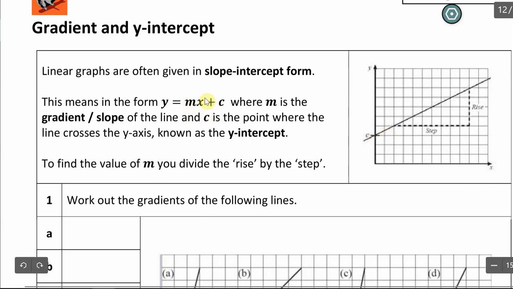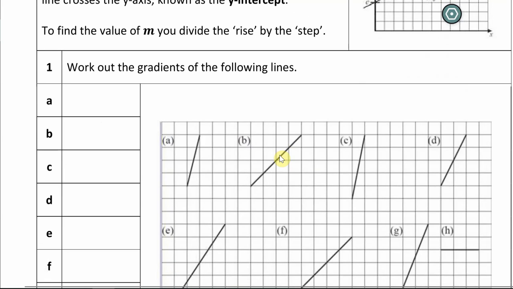But the gradient, this number here, the slope, is the number you get when you divide the rise by the run, or the rise by the run is another way of explaining it. It's always the rise divided by the run. Okay, so we're going to work out the gradients of these lines. So the rise of this one, let me just draw in what I've got there. The rise there is 4. Gone up 4, whoops. And the run was 1. So 4 divided by 1 is 4.